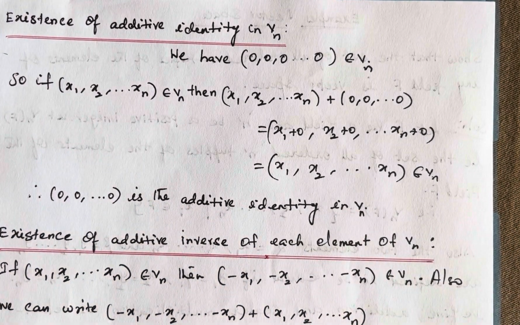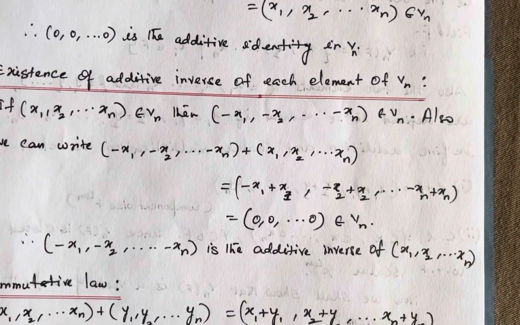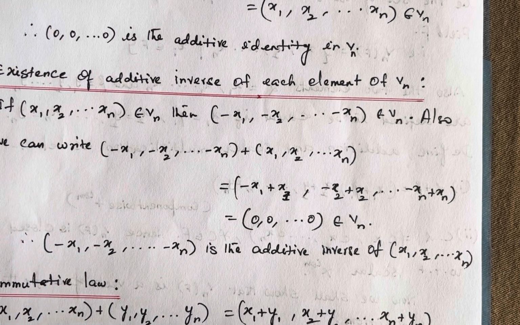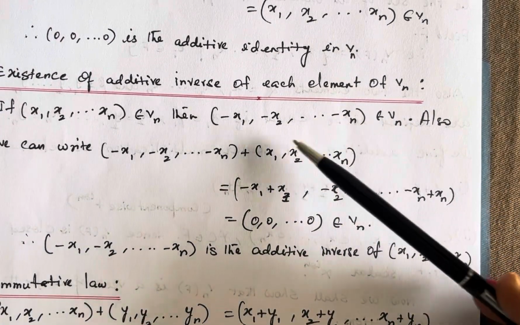And now next I should find the additive inverse of each element of Vn. So for that, since x1, x2, etc., xn belongs to Vn, then obviously minus x1, minus x2, minus xn is also in Vn because all are scalars.